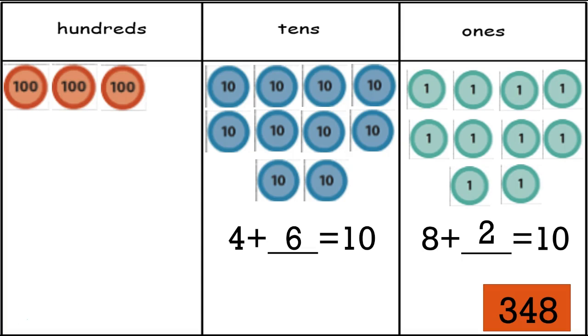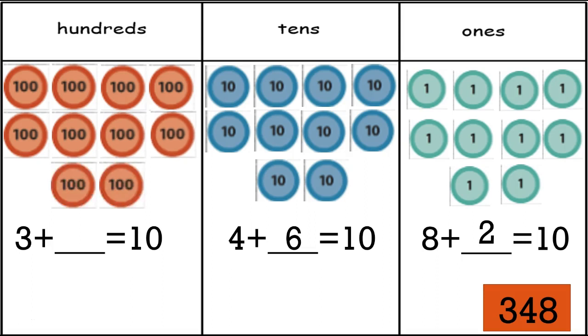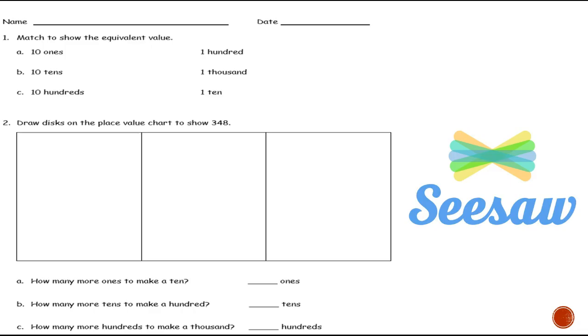Okay, so now how many more hundreds do I need to make the next unit? I have 3. How many more would I need? Go ahead and write that down. Alright, let's count and see. So 3, 4, 5, 6, 7, 8, 9, 10. How many did I add here? 1, 2, 3, 4, 5, 6, 7. Did you write down 7? If you did, excellent job.